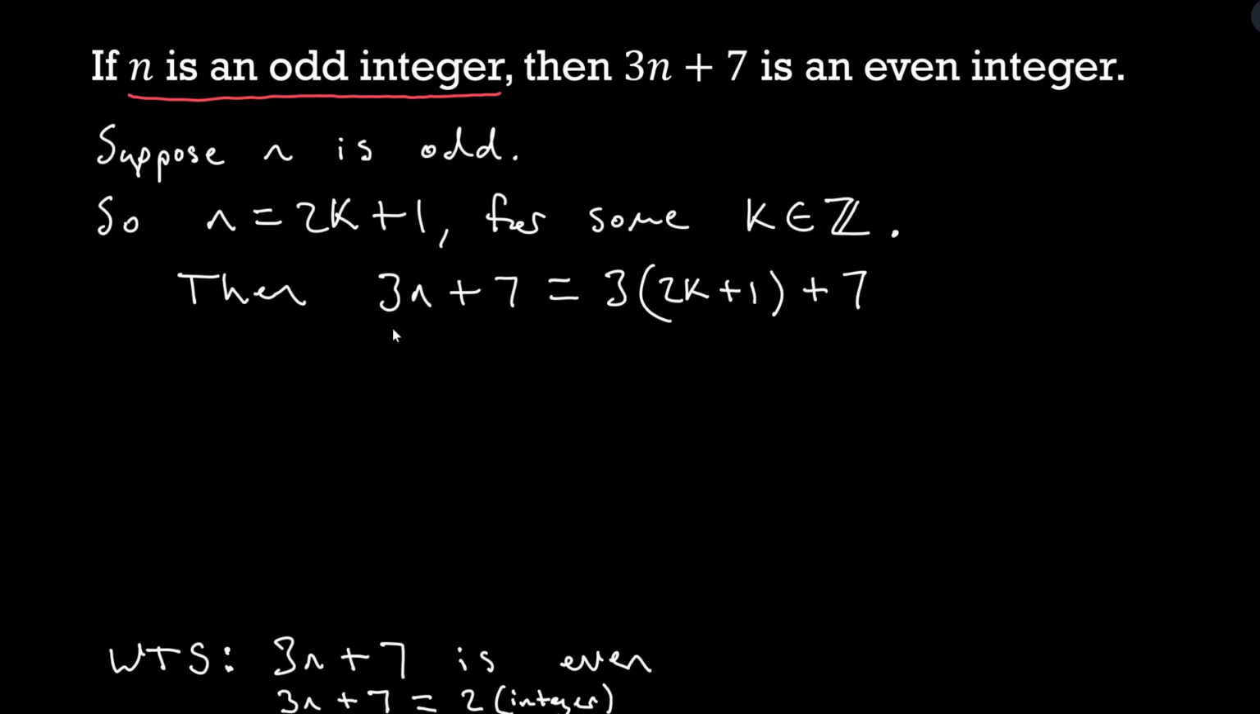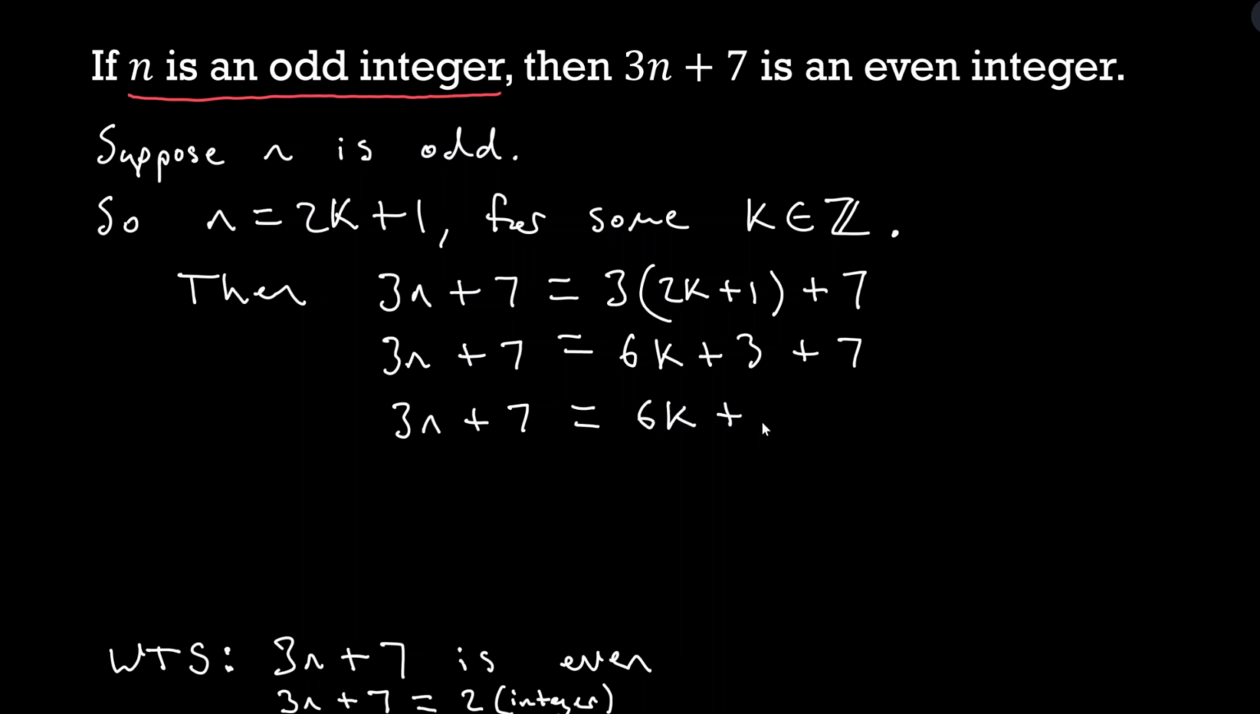Now let's continue this. 3n plus 7, what does this equal? Well, we can maybe distribute this 3. 3 times 2k, that's 6k, plus 3, plus 7. And now maybe we just combine like terms. 3n plus 7 equals 6k, and we can combine the plus 3 and plus 7 to be plus 10. Okay, so now let's stop here because we're forgetting to think about what exactly we want to show. So let's remind ourselves: we want to show that 3n plus 7 equals 2 times an integer.